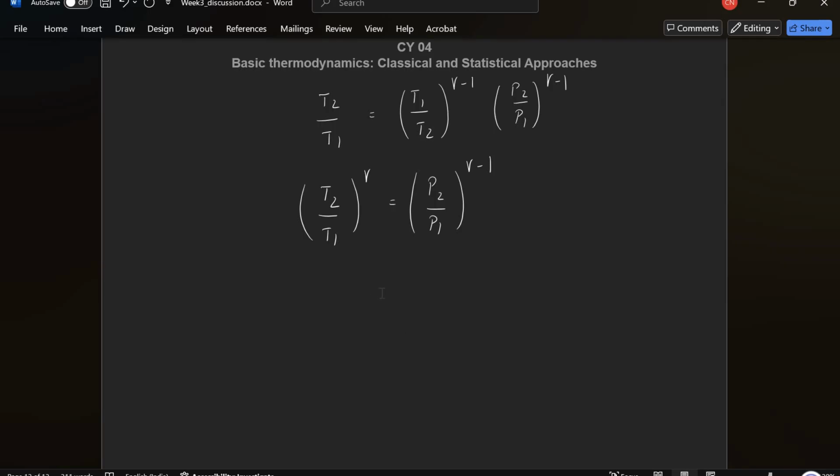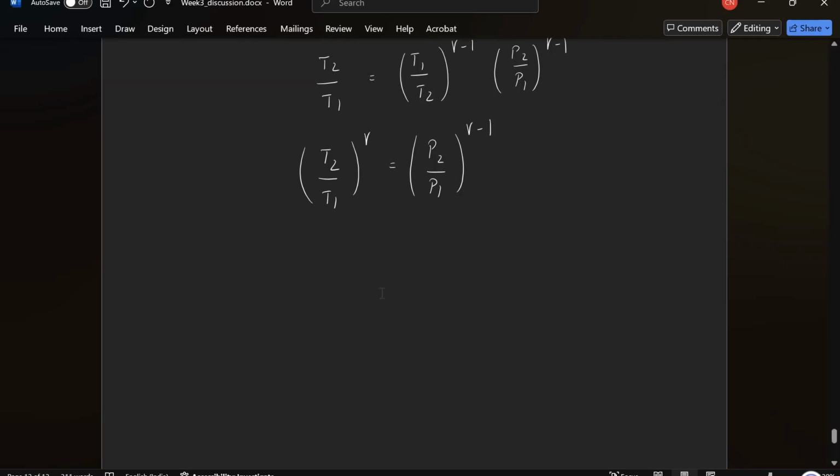So we can even further reduce this. We can even further reduce this T2 by T1, and what I'm going to do is raise it to the power 1 by gamma on both sides. So basically we have T2 by T1 equal to P2 by P1 raised to gamma minus 1 by gamma.